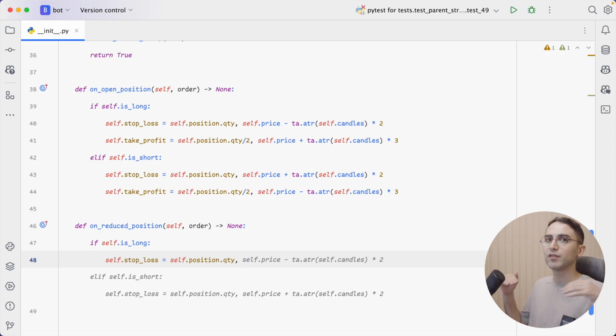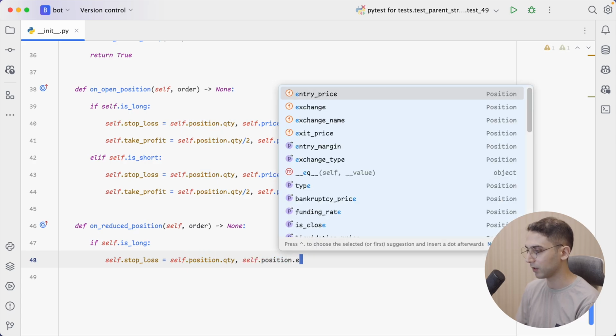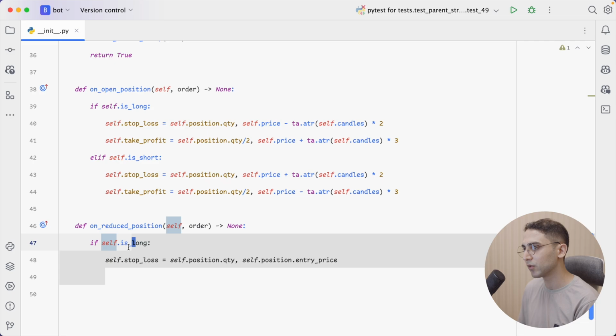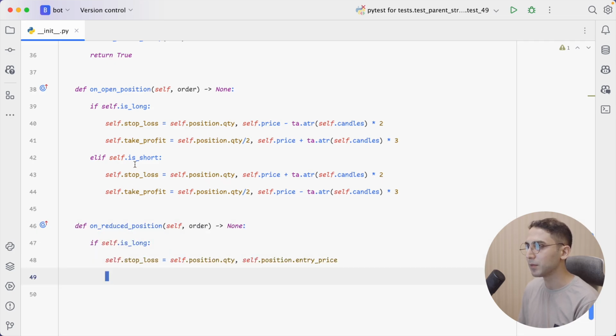So this way, even if the price goes against me, I will exit the second half of my position at break even. So the first half gave me profits, the second half would give me nothing. It will also lose me nothing. So I will still sit in profit. So I will say self.position.entry_price.